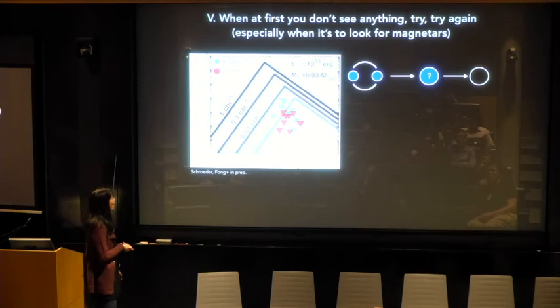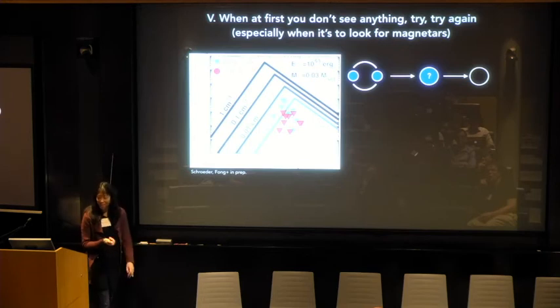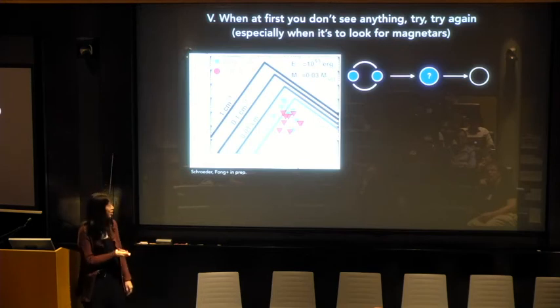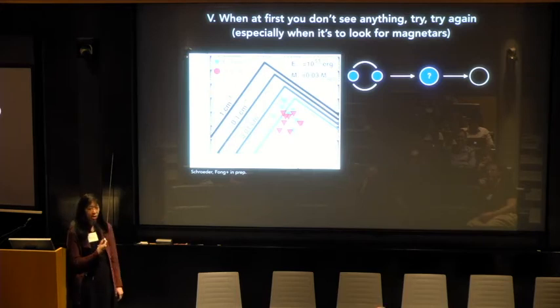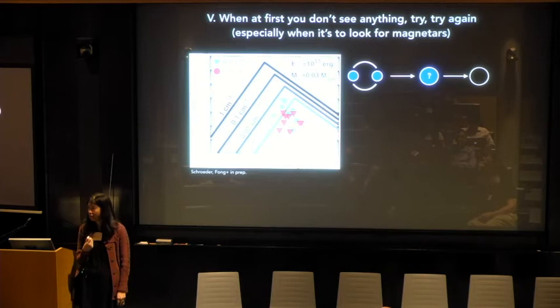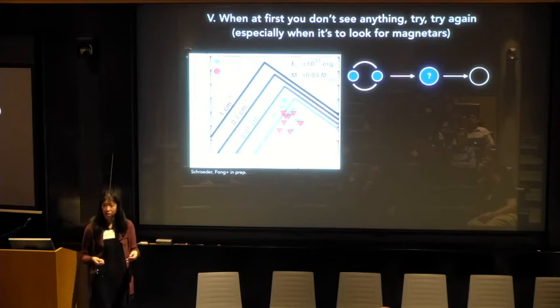Okay, 5. When at first you don't see anything, try again, especially when it's to look for magnetars. I thought that this audience would appreciate that. This is some recent ongoing work that we've been doing to look for magnetars at the locations of low redshift short gamma ray bursts at late times, so 3 to 13 year timescales or so.